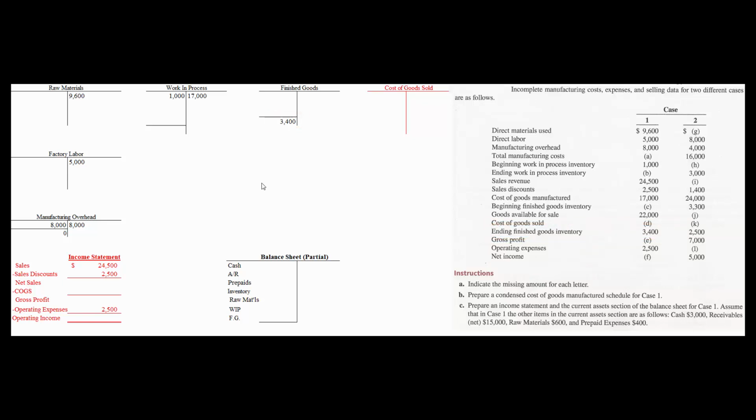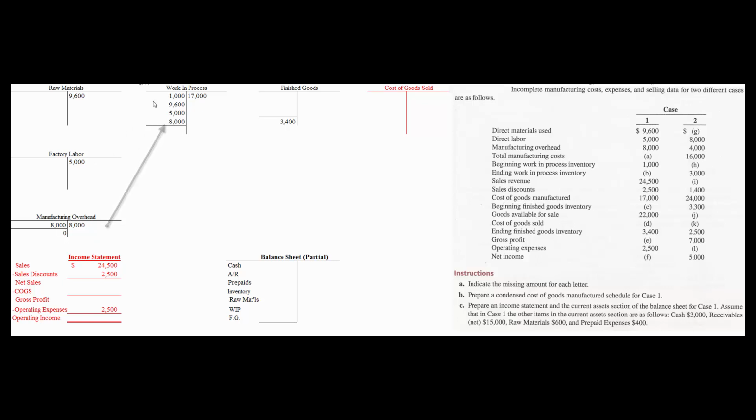The flow of costs in a manufacturing environment are simply moving stuff from the left-hand side to the right-hand side. If we use $9,600 worth of raw materials, where did it go? It went into work in process. If direct labor was $5,000, where did it go? It went into work in process. If we assume all manufacturing overhead got applied this month, where did it go? It all got applied to work in process.